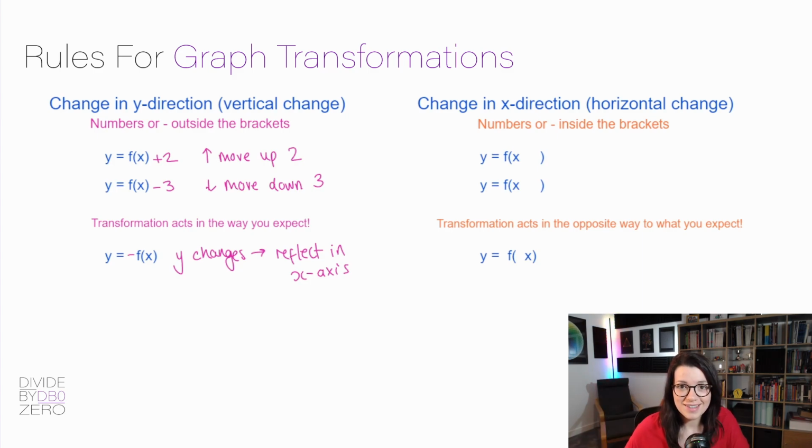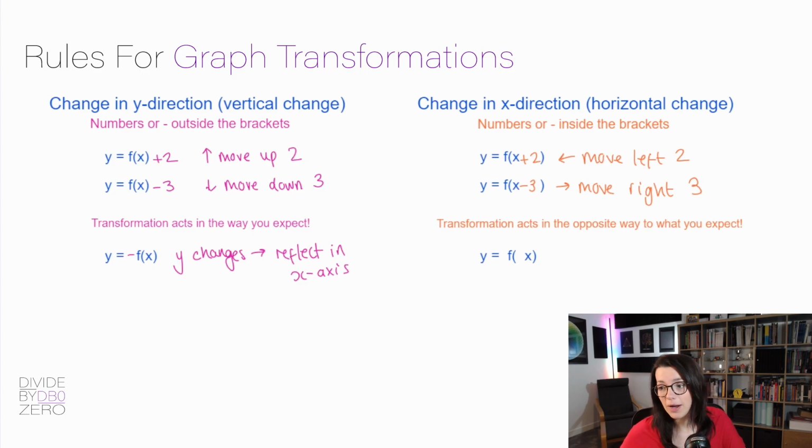If we move on to the changes in the x direction, the horizontal change, this time your numbers or your negative symbol are going to be inside the brackets. So for example, if you have a plus 2 inside the bracket, that actually means you're going to move left 2. I know that's a bit counterintuitive, but that's the way it works. And similarly, if you've got x minus 3 inside the bracket, that means you're going to move right 3. The comment here says that the transformation acts in the opposite way to what you expect, because this time a plus 2 is actually going left and a minus 3 is going right. So that feels counterintuitive and goes in the opposite way to the x-axis. As long as you're aware of that, it should be okay.